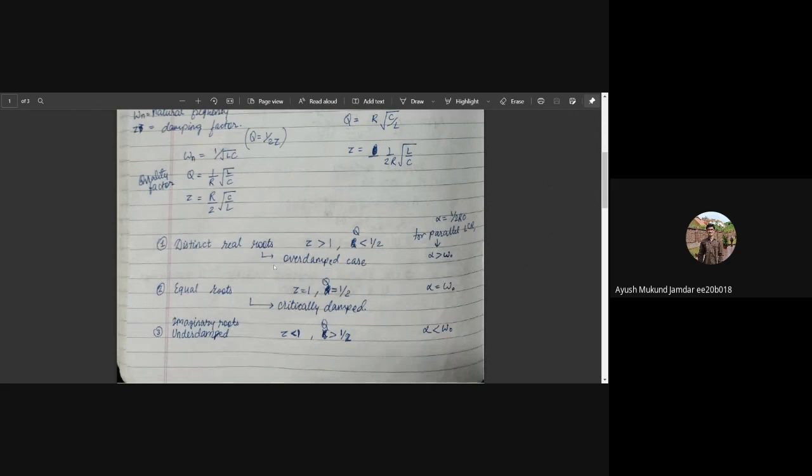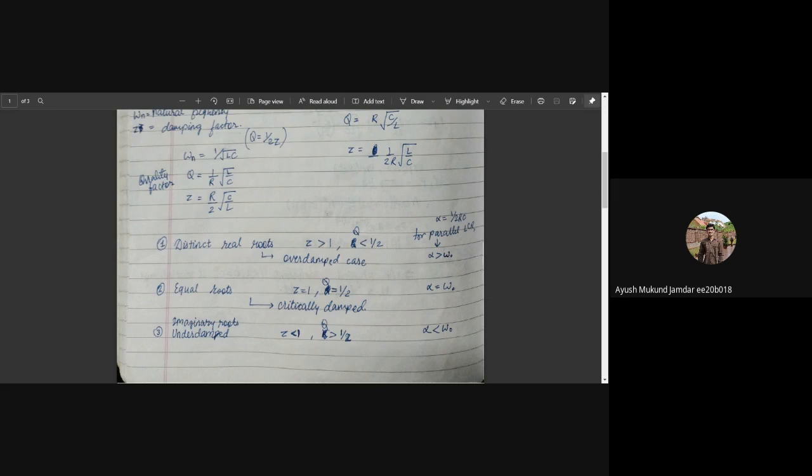The second case which we saw was the equal roots case, where zeta is 1 and Q is half. This is the critically damped case, where alpha is equal to omega naught. And the third case being the imaginary roots case, where zeta is less than 1, Q is greater than half, alpha is less than omega naught. This is the underdamped case. Underdamped case being, if you remember, the decaying sinusoid was what we got as the solution.